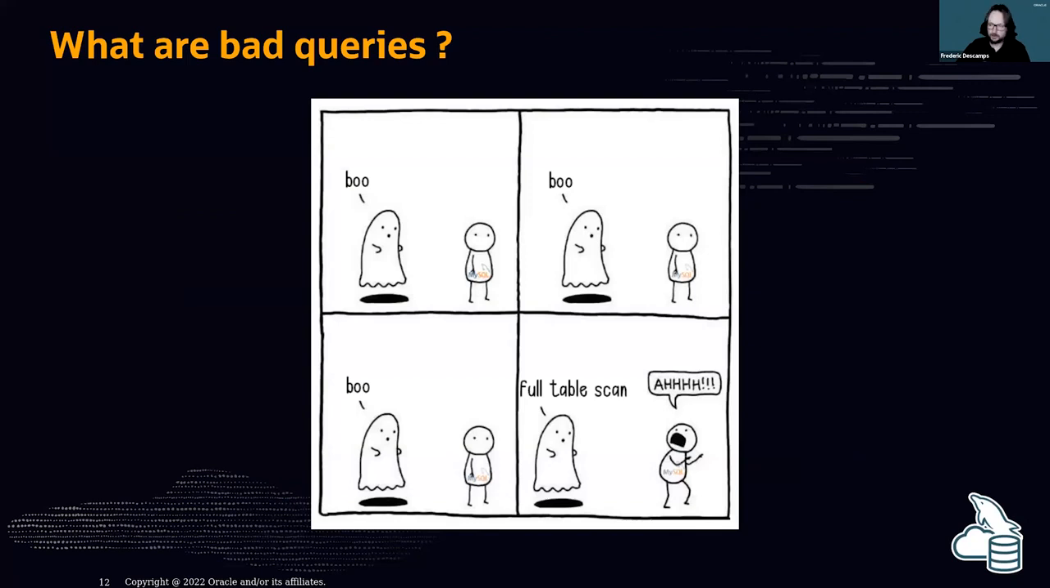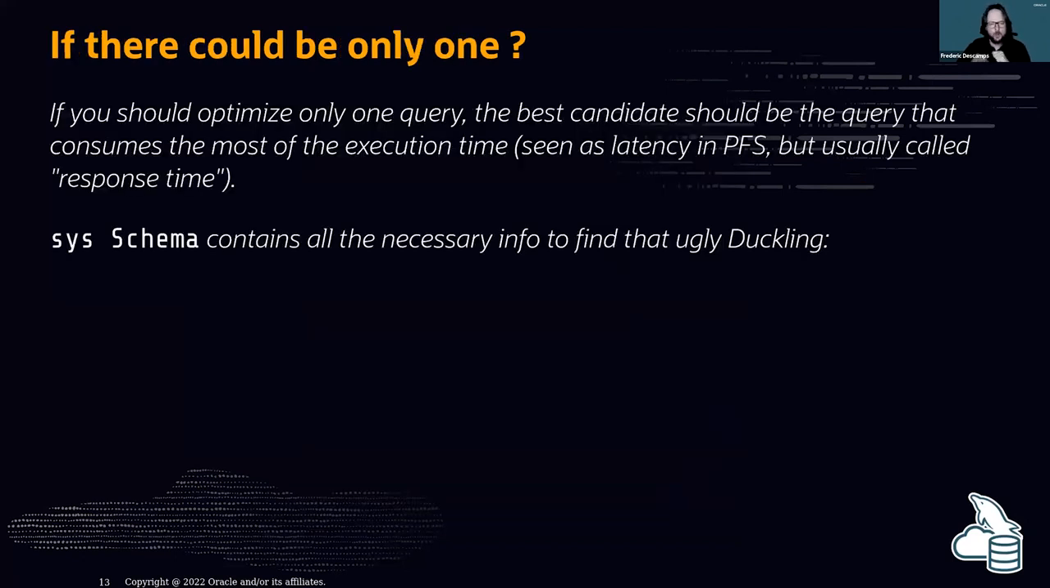So this is just for fun. Most of the time, a full table scan is what scares MySQL DBAs. If there could be only one query to optimize, and only one that you have to fix, the best candidate will be the query that consumes the most of the execution time. And that execution time is the latency in the performance schema tables that are also available in MySQL, right?